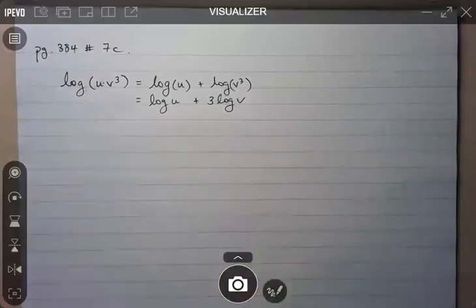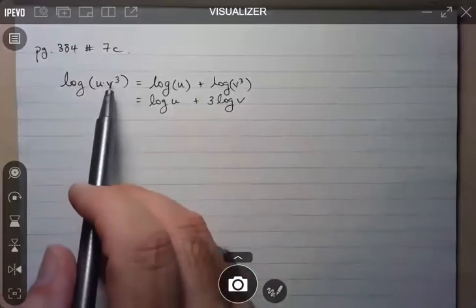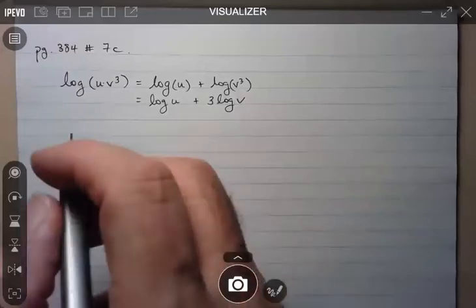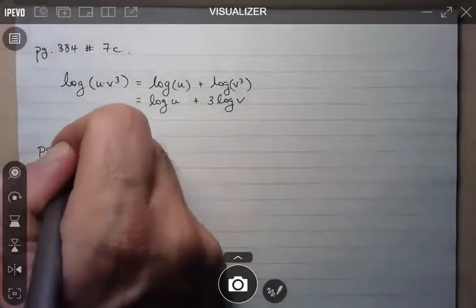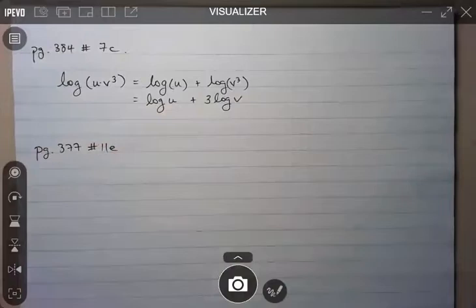All right. So are there any questions on this here? I forgot who had asked the question. So if you have any questions on this. So again, we had to use the product rule first because the exponent does not apply to u and v, only v. And then from there, we were able to use the ski slope rule. Okay, so if there's no questions, let's move on to the next one. And that is page 377, number 11E. All right.